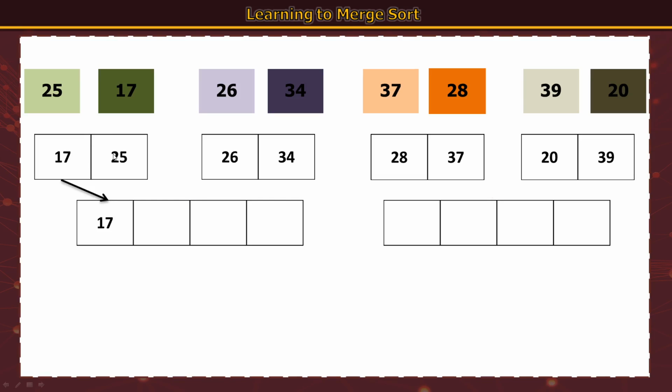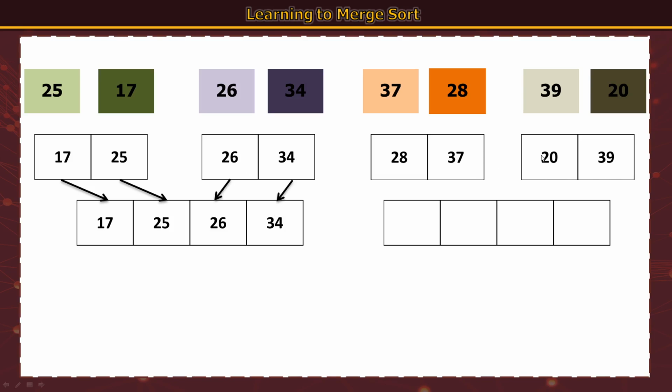17 is being used, so we're now at 25. 25 is the smallest now, v 26. Well, 25 is smaller. This list is being used now. So 26 has got nothing to compare to. So 26 would just come down because it's less than 34, because it's already in order. Now let's do this side.